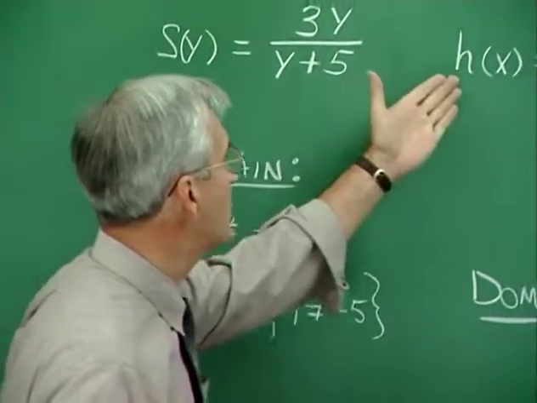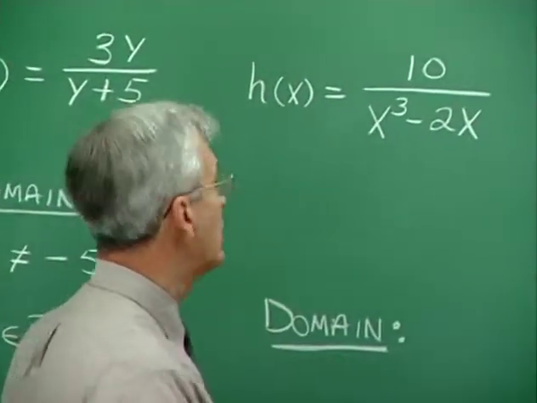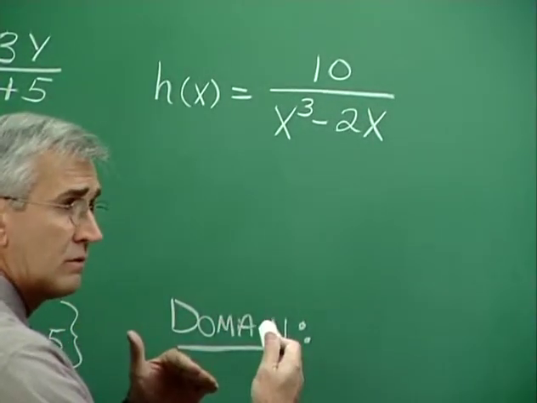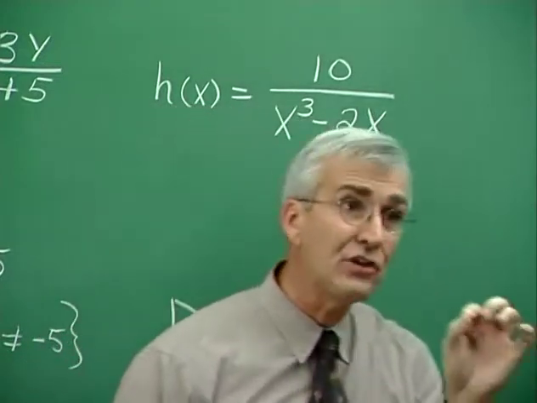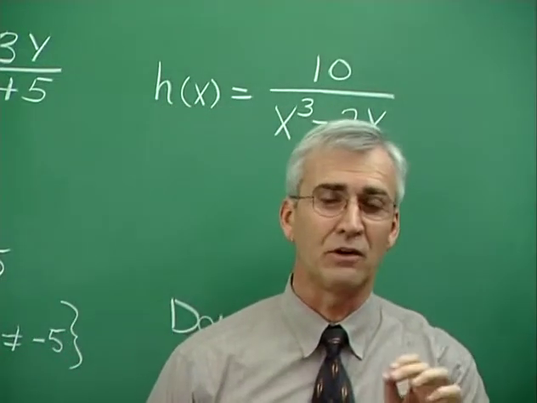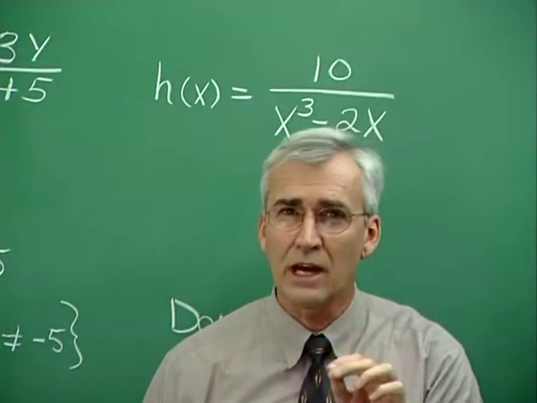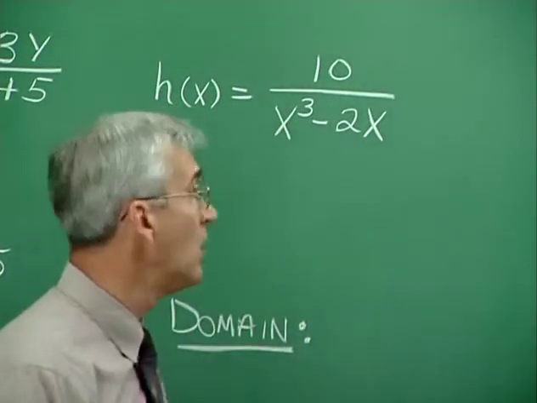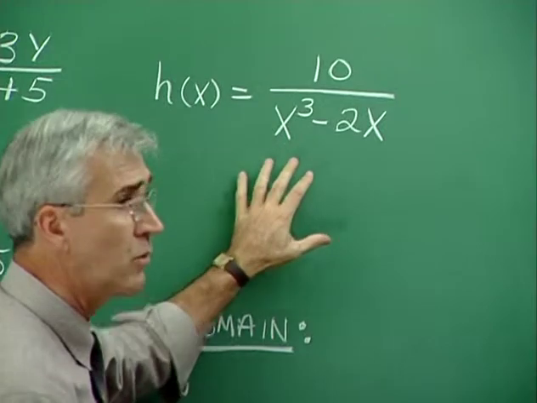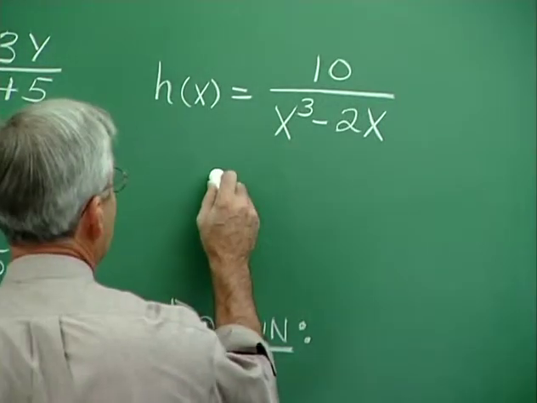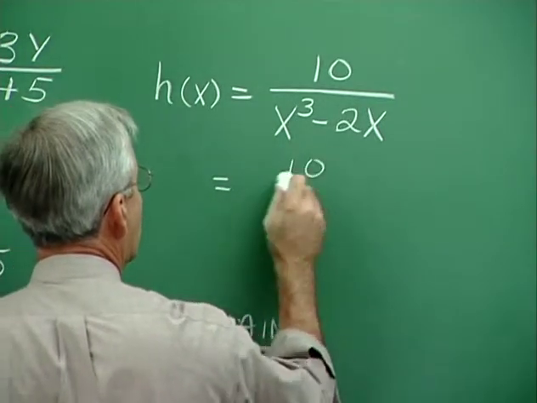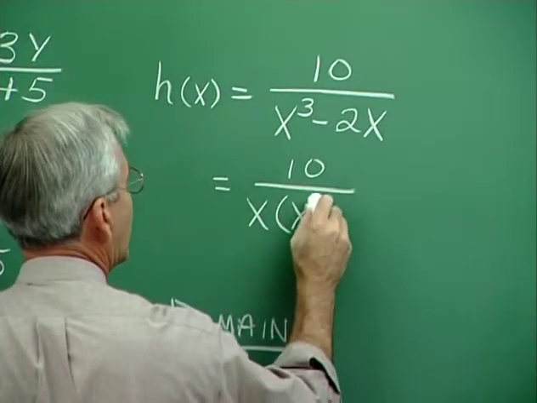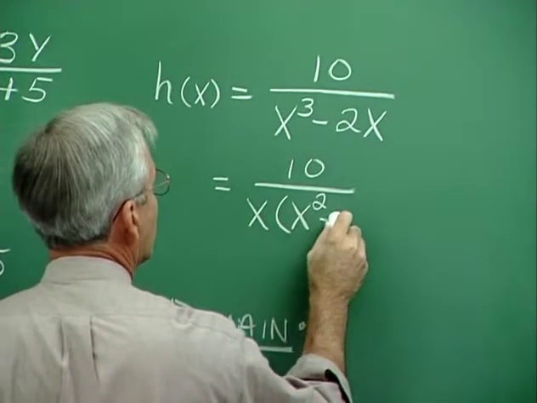Here's another one. h of x is 10 over this expression. We want the domain. But to identify domain, we really just need to identify the limitations on the domain, and those limitations are values of x that will cause the denominator to become 0. Well, we can see those values much more clearly if we see a factored form here. So we would probably go through a step to factor, and we take out a common factor x, and we have x squared minus 2.